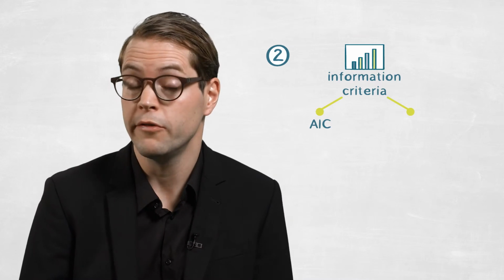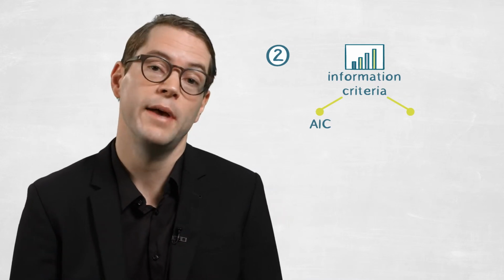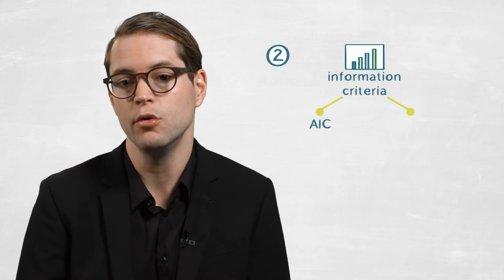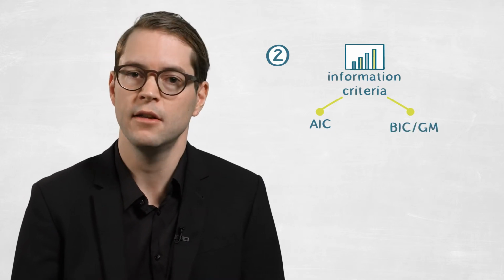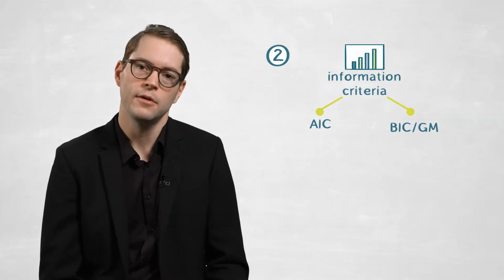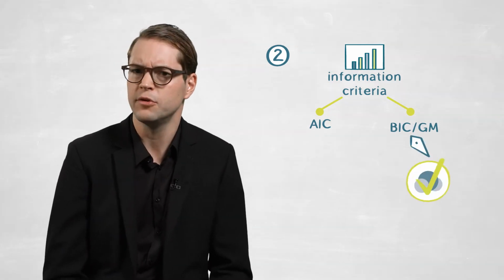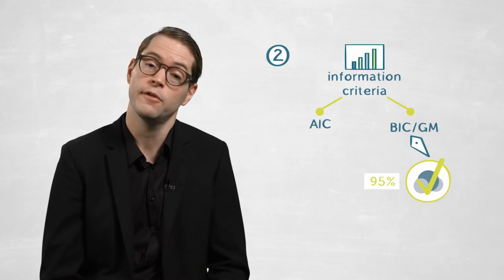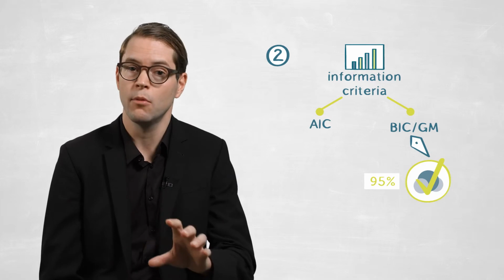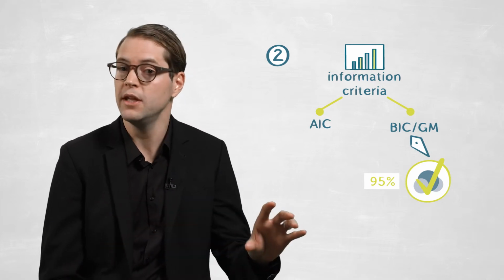The second group of information criteria performed much better in this respect. Two of the outstanding criteria in this group are the so-called BIC, the Bayesian Information Criterion, and GM. Both criteria achieved success rates of like 95%. So in 95% of the cases, these two criteria identified the correct model among the set of competing models.